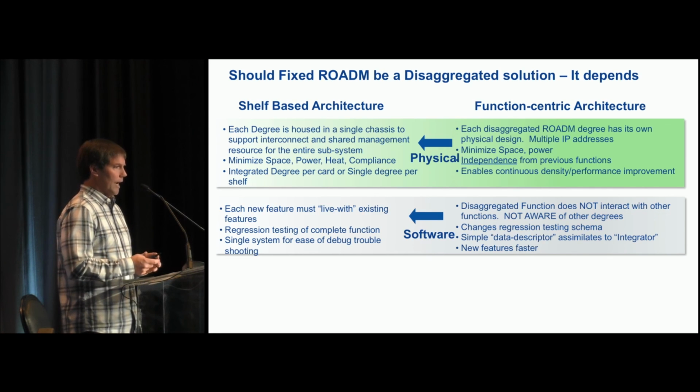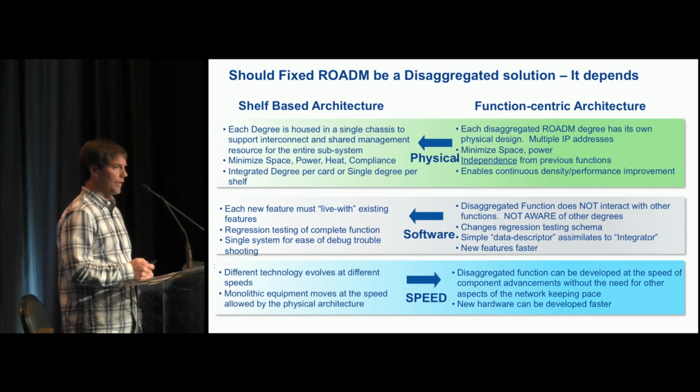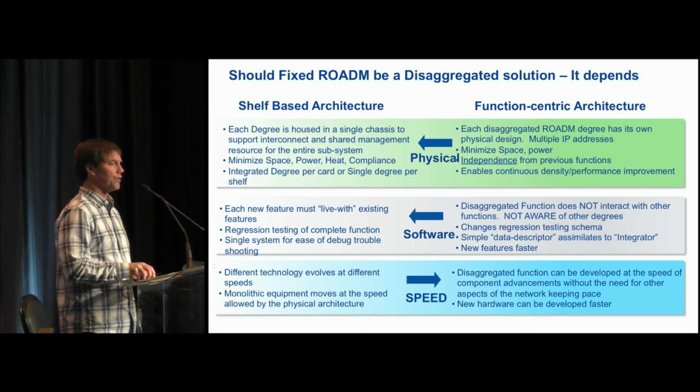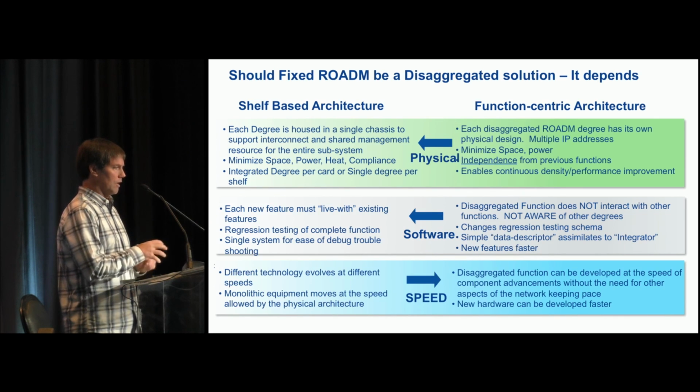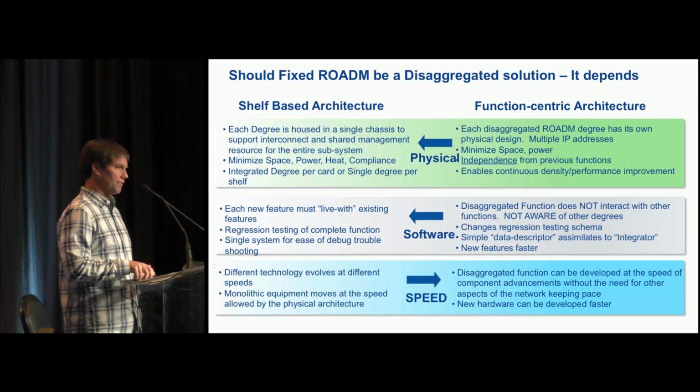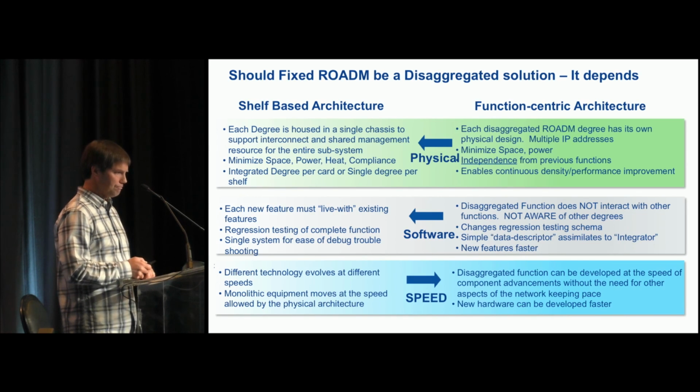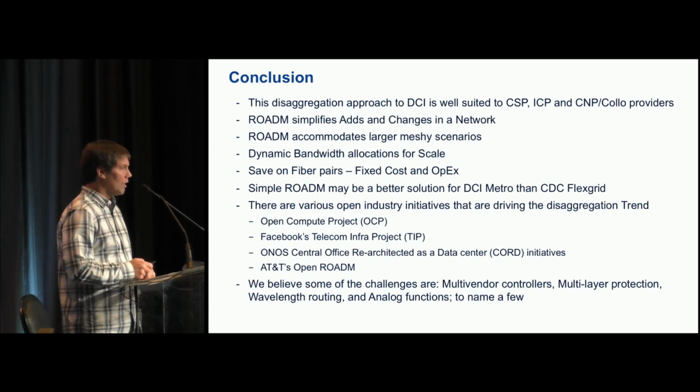And again, assuming new architectures, the APIs are there now to support the new generation of cards to match what we're doing in the data center. And from a speed perspective, I think you still have an advantage with function-centric architectures, in that you can support bringing out a new card or new function faster, without having to worry about a controller that manages more than just a single card, single function, as in the case of a shelf-based architecture.